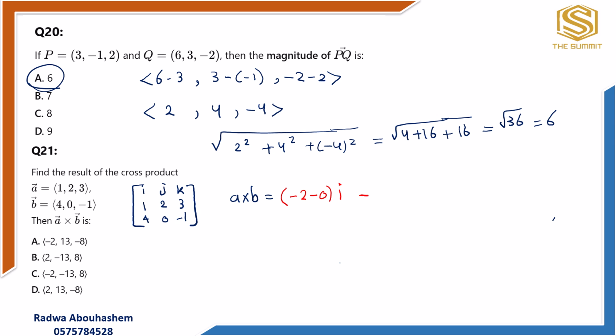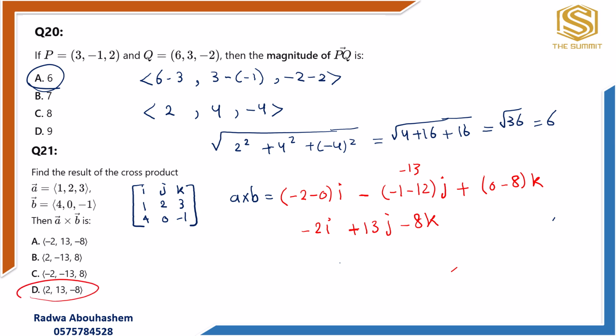Minus, let's go for the j. 1 times negative 1 is negative 1, and 3 times 4 is 12, so negative 1 minus 12 j. Plus, let's go for the k. 1 times 0 is 0, and 2 times 4 is 8, this is k. So negative 2i minus 13, this is negative 13, so minus minus gives me positive 13j. 0 minus 8 is negative 8. So 2, 13, and negative 8. Here's my answer.